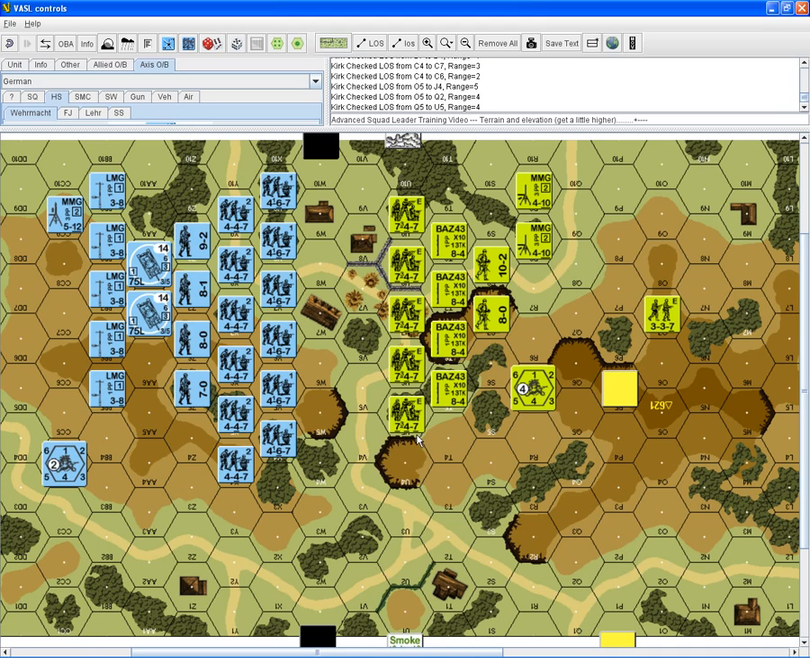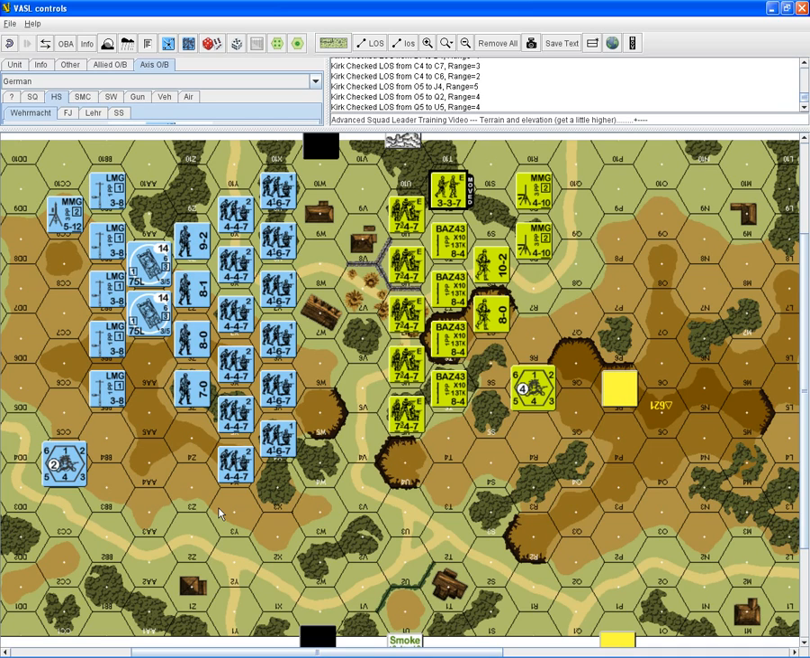We have 5 American squads, some bazookas, a couple leaders, and a couple medium machine guns. And, oh, don't forget your half squad. About 2, 4, 6, 8, 10, 12 full squads, 4 leaders, 4 light machine guns, a medium machine gun, and 2 armored fighting vehicles.